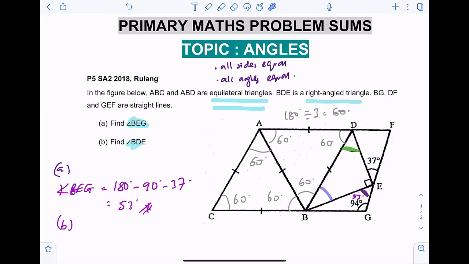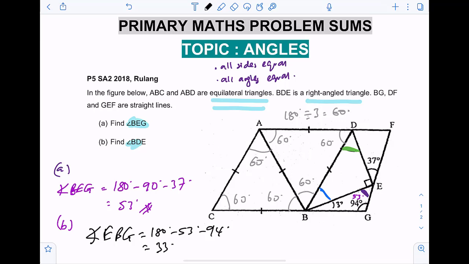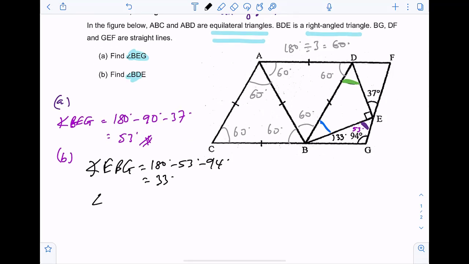Now, how do we find this blue angle? This blue one here. First step, find the smaller angle here, which is part of this smaller corner triangle. Angle EBG. This will be 180 minus 53 minus 94, which is 33 degrees.